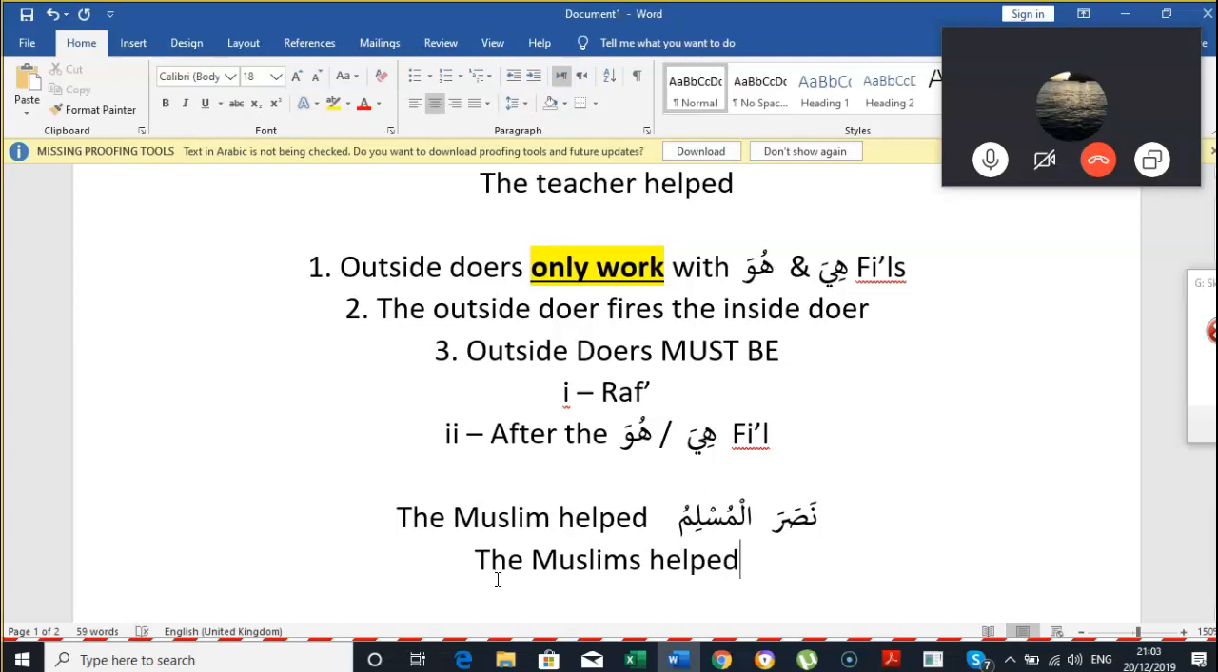Okay, so we had the Muslim helped, or teacher helped. Let's go back to Muslim again. How about if I want to say the Muslims helped? How about if I want to make it plural? How do I say Muslims? Muslimain is 2. Muslimuna, so al-Muslimuna. Al-Muslimuna is the word for Muslims.